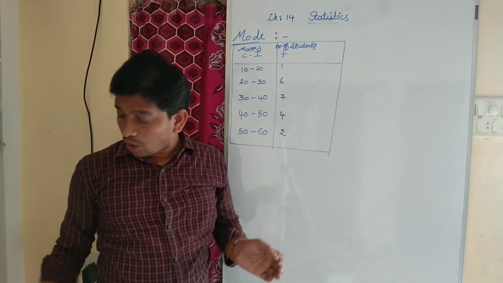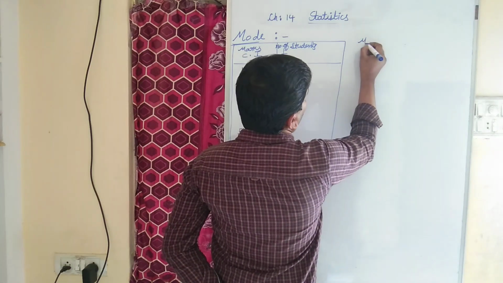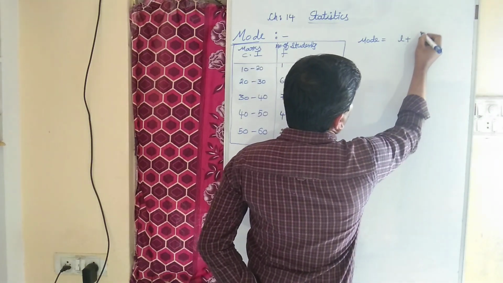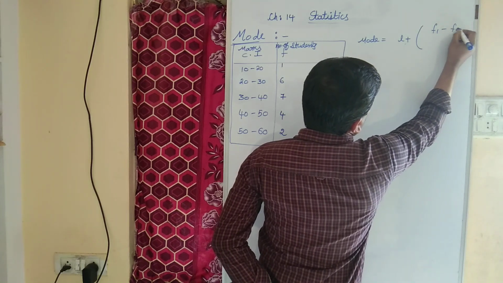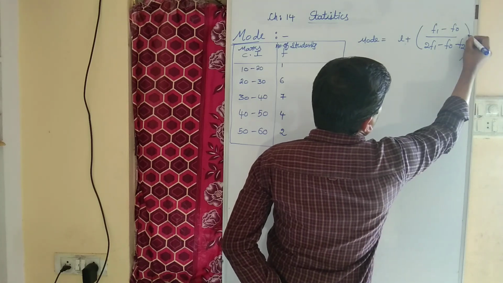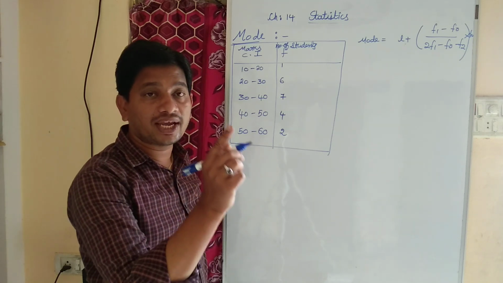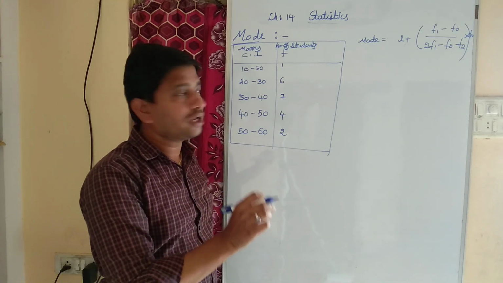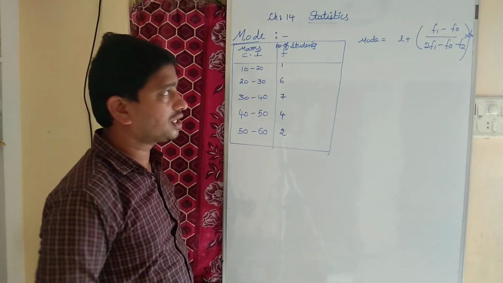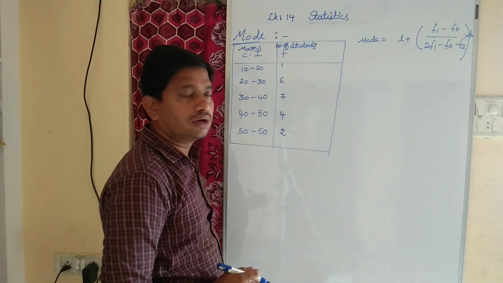Now how to find the mode of the grouped data? The formula to find the mode of grouped data is: Mode equals L plus (F1 minus F0) by (2F1 minus F0 minus F2) into H. Okay children, now let us see what are the terms which are involved in the formula of mode.